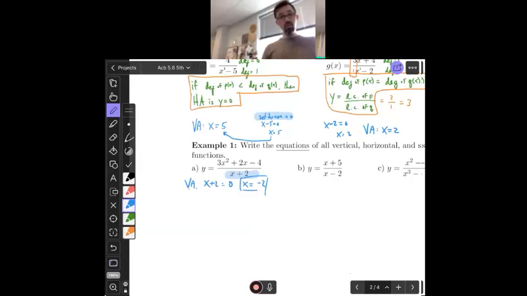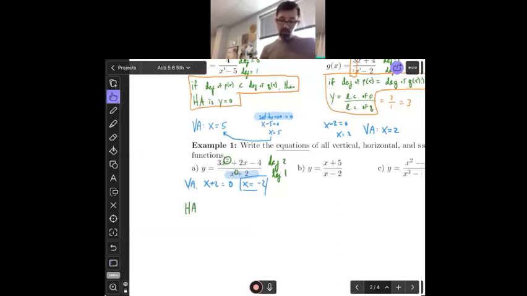The horizontal asymptote is a more complex relationship. It deals with the degree of the numerator and comparing it to the degree of the denominator, and then seeing what happens there. In certain cases, it'll give us a horizontal asymptote of this. In certain cases, we'll get a horizontal asymptote of that. In certain other cases, we get a slant asymptote. So we have to look at the degree of the numerator and compare it to the degree of the denominator. We can see here the degree of the numerator is 2, and the degree of the denominator is 1.